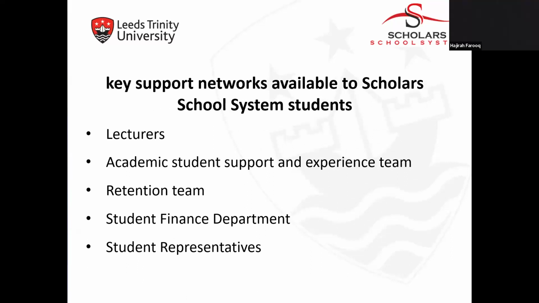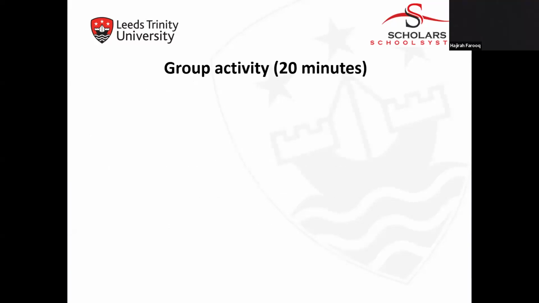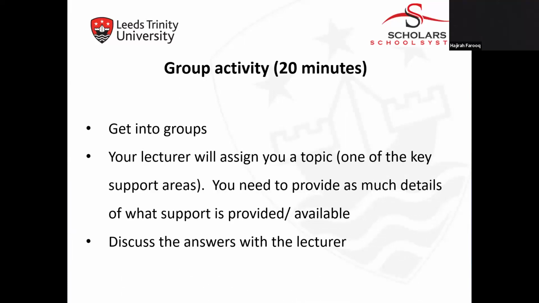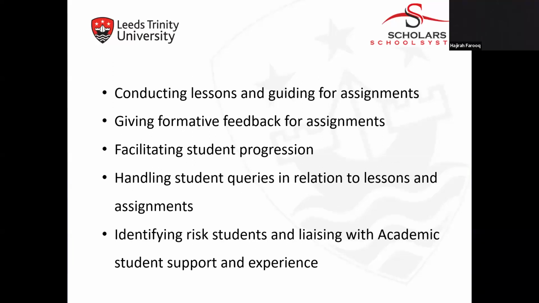Some of the key support networks available at Scholar School System to the students are lecturers, the academic student support and experience team, the retention team, the student finance department, and student representatives. Then we had a little group activity of 20 minutes where the students were supposed to break down into groups, and the lecturer assigned them a topic, which was one of the key support areas, and the students needed to provide as much detail as possible of the support that is available. Then they discussed the answers with the lecturer and with the whole class.